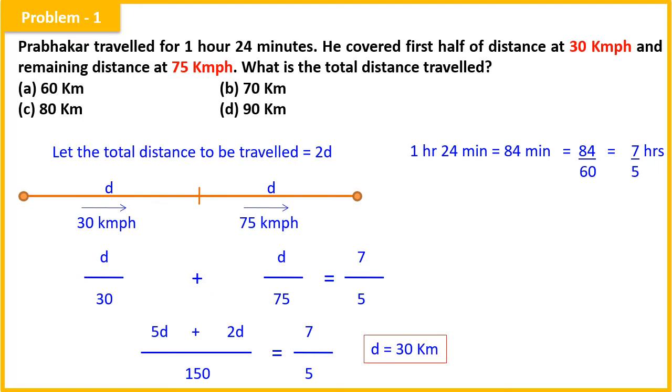So d is 30 kilometers, that is half of the distance. So the total distance traveled by Prabhakar is twice d, which is equal to 60 kilometers. Option A is the right answer.